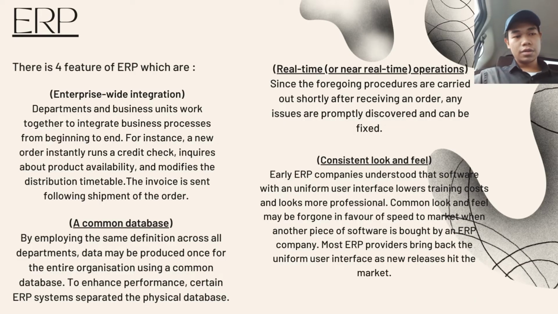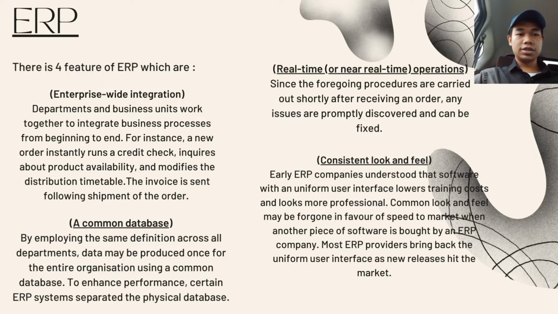Now for ERP features. There are four features of ERP, which are enterprise-wide integration, real-time or near real-time operation, common database, and the last one is consistent look and feel. The first one is enterprise-wide integration. Departments and business units work together to integrate business processes from beginning to end. For instance, a new order instantly runs a credit check, inquires about product availability, and modifies the distribution timetable. The invoice is sent following shipment of the order.